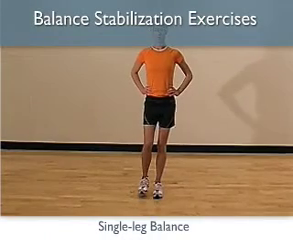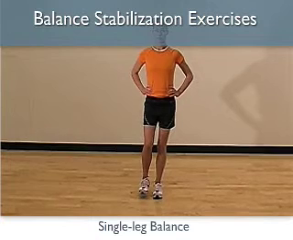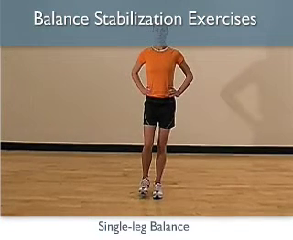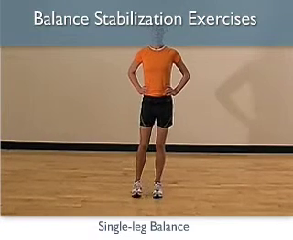The first example of a balance stabilization exercise is a basic single leg balance. Lift one leg directly beside the balance leg. Keep the hip and knee on the balance leg slightly flexed.